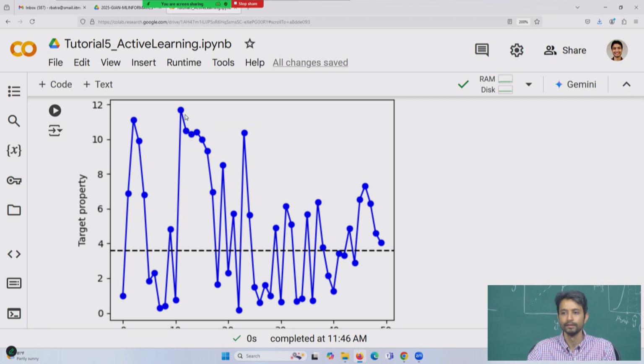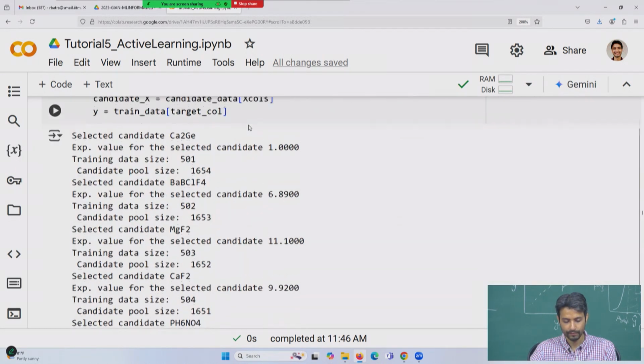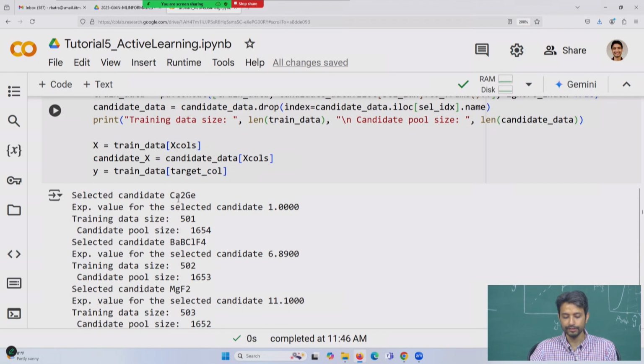Yeah. Fixed value meaning? Yeah, each time we have to include... no, depending on the compound or the material it identified, the value will change. So for example, you will see here. First time it selected this calcium germanium, okay. The experimental value of this turned out to be so low, only 1. From data, yeah. Second time it selected this, and this was the value, okay. So this way it is telling.